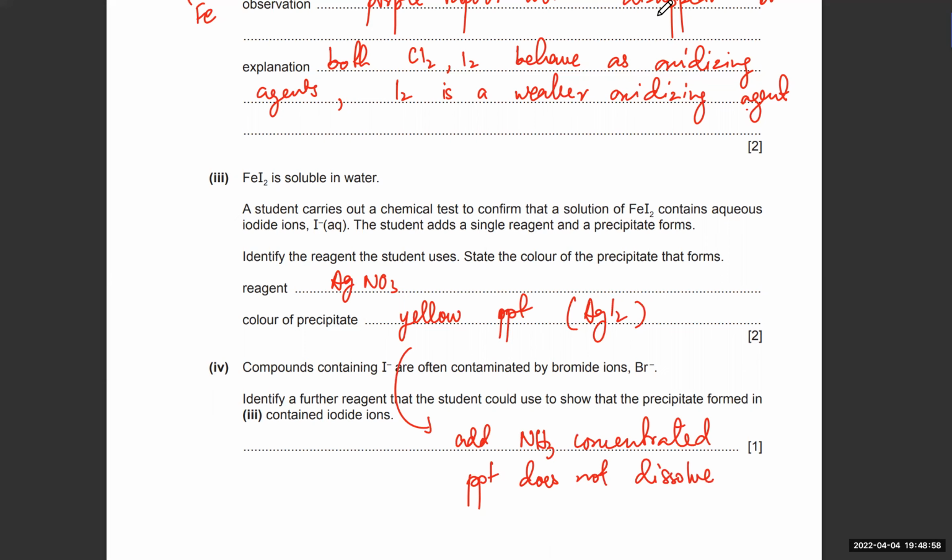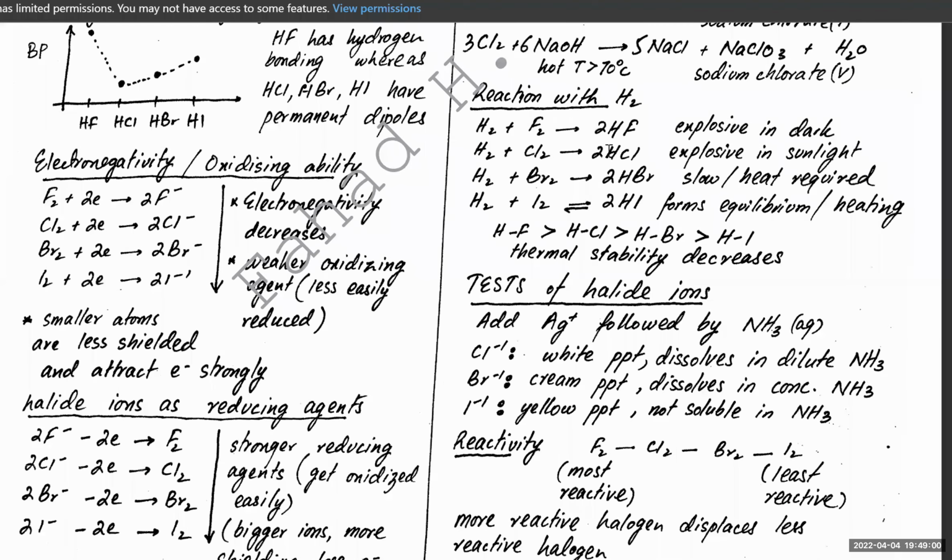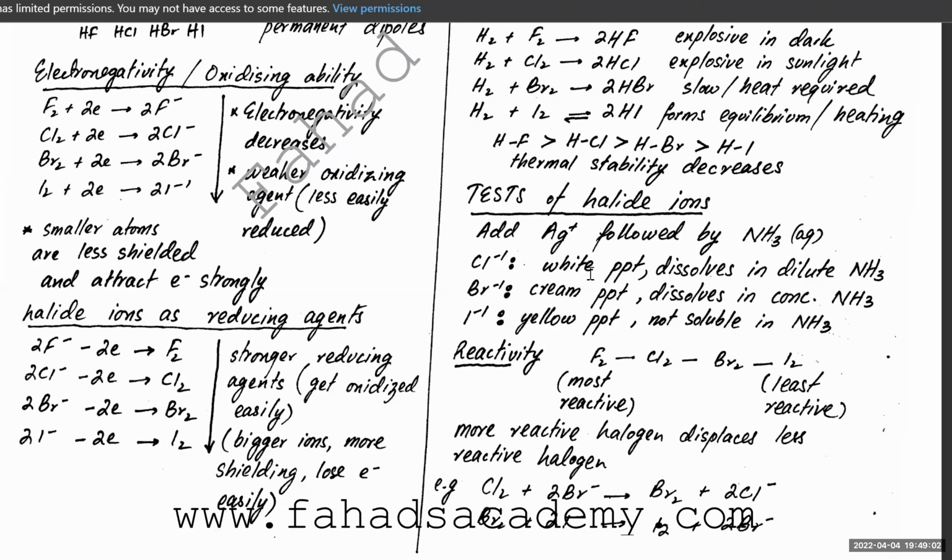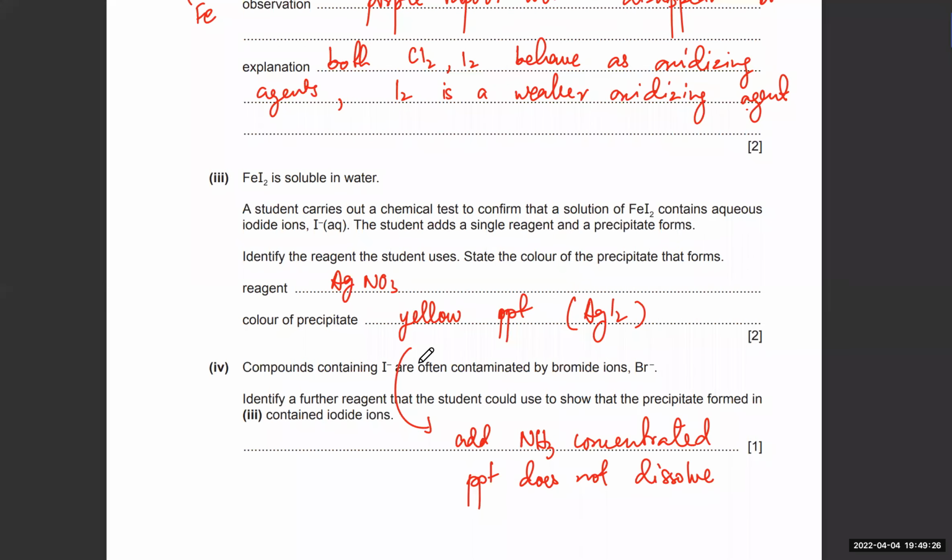If you go through your inorganic notes, the test for halide ions is that first you add silver nitrate. Once the precipitate forms, the Cl minus precipitate dissolves in NH3. Br minus does not dissolve in NH3, but it dissolves in concentrated NH3. And I minus is not soluble at all in any type of NH3.